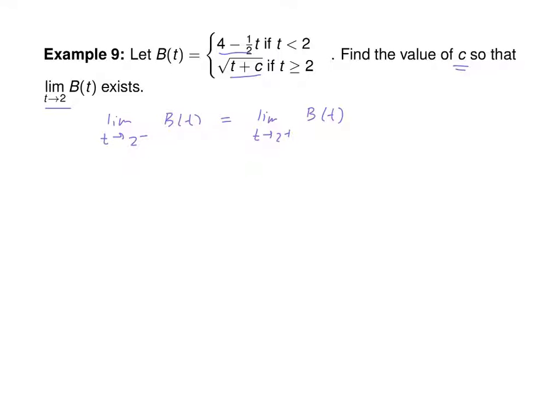So for 2 minus, from the left, which part do you use? Do you use the 4 minus 1/2 t, or do you use the root part? So you have the limit as t goes to 2 minus of 4 minus 1/2 t. That's got to equal the limit from the other side, where you use the other part.